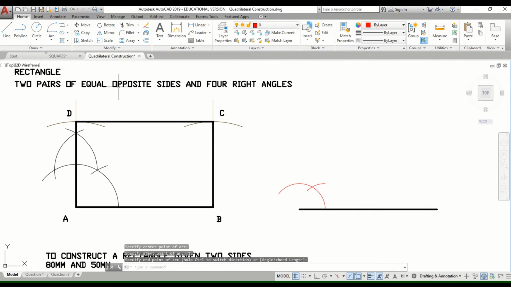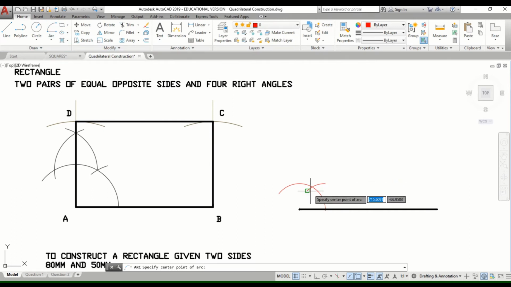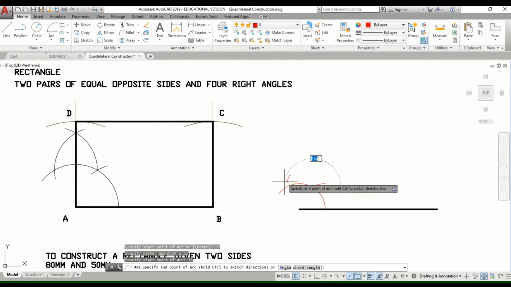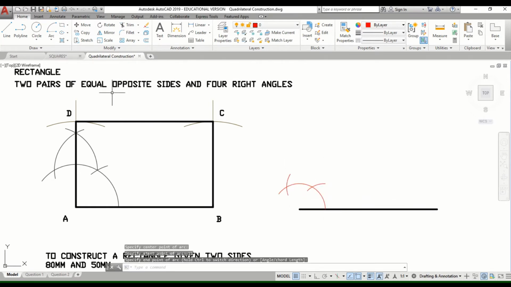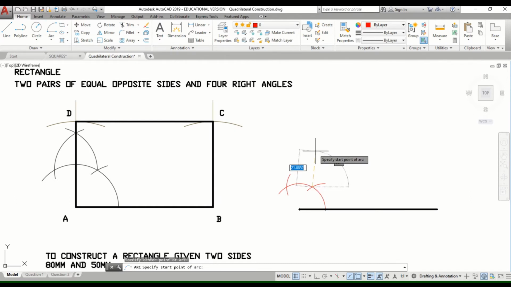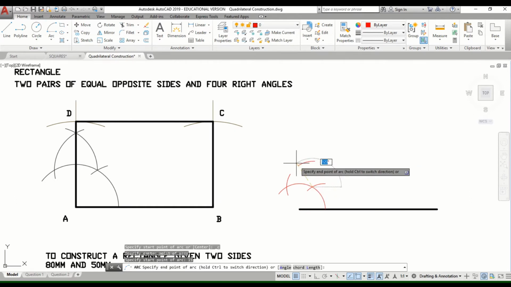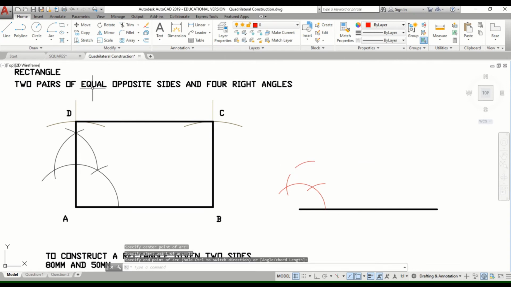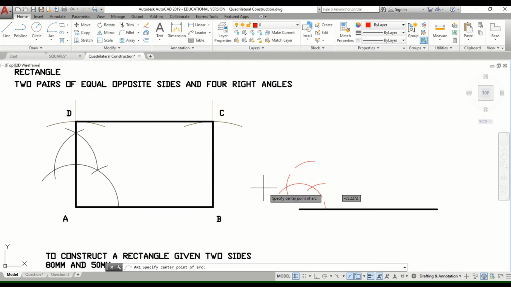Remember, the first arc is 60 degrees. The second arc will give us 120. And when we bisect between those two arcs, that will give us our right angle or 90-degree angle.